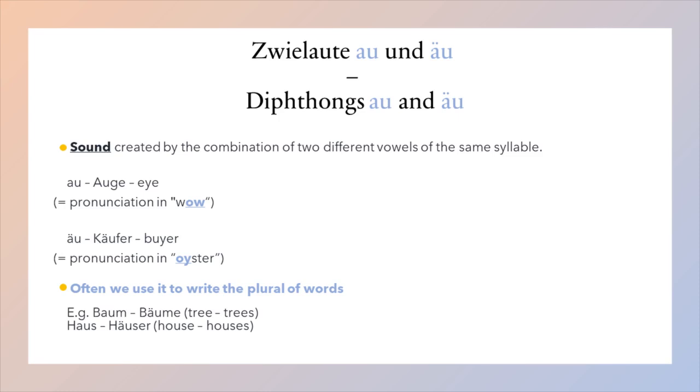The next one is äu. Äu, like Käufer, buyer, and you pronounce it like the sound in the English word oyster, oi. And often we use this letter combination to write the plural of words. For example, ein Baum, viele Bäume, one tree, many trees. Ein Haus, viele Häuser. One house, many houses.